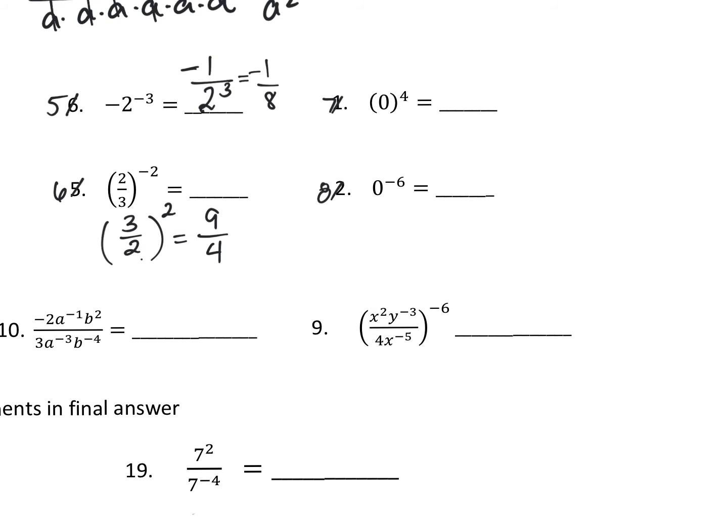Okay, so then 7 and 8, 0 to any power is 0. So these are both 0, whether there's parentheses or not. Now, what about 9,432 to the 0 power? That equals 1. Doesn't matter how crazy the expression is inside the parentheses. If it's to the 0 power, it just equals 1.